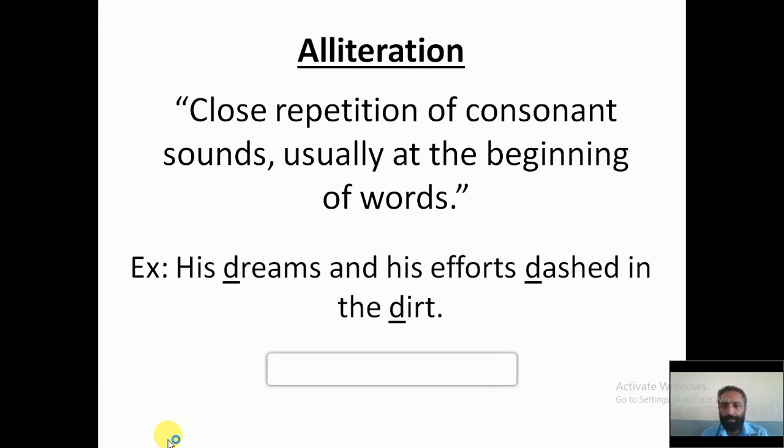His dreams and his efforts dashed in the dirt. What is the consonant that is repeated in this particular line? That is D. His dreams, D is a consonant at the beginning of the word. And his efforts dashed, the beginning of the word is D. The dirt, D is another consonant. So there is repetition of consonant sounds at the beginning of the words: dreams, dashed, dirt.